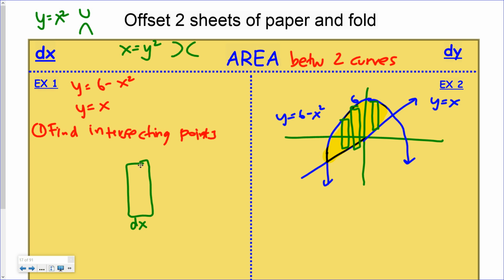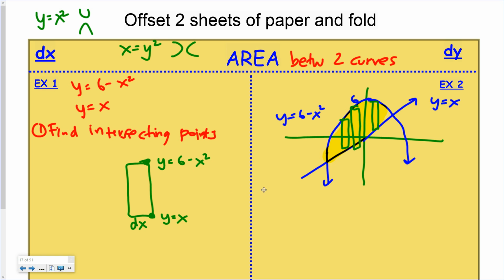The height of this Riemann sum bar, see if this makes any sense to you. If I wanted the length of any one of these Riemann sum bars, do you see it would be this y value minus this y value, right? And this y value up here is 6 minus x squared. And this y value down here is x. So I'm going to set this up into a definite integral to find the area that's highlighted here.